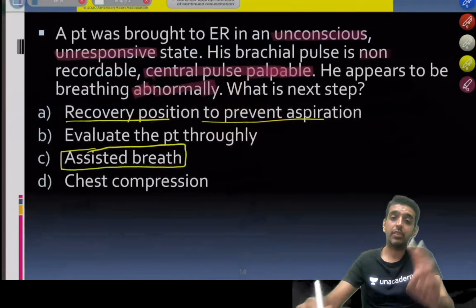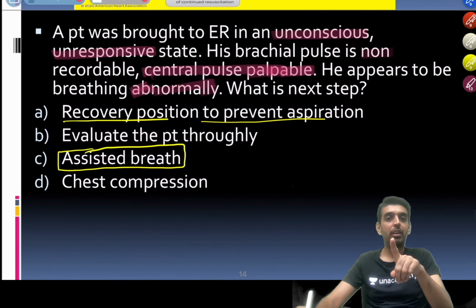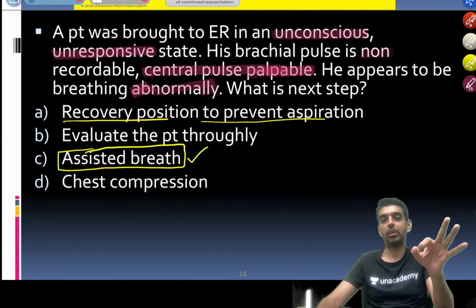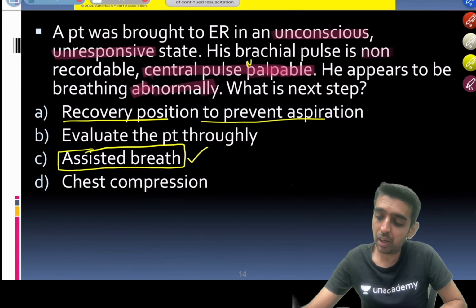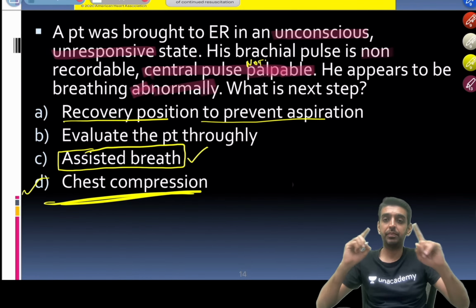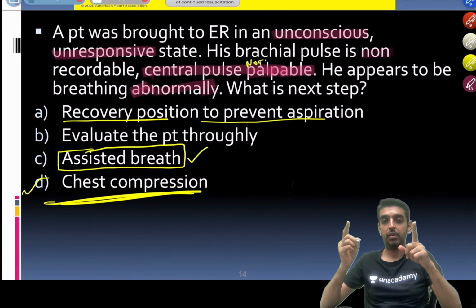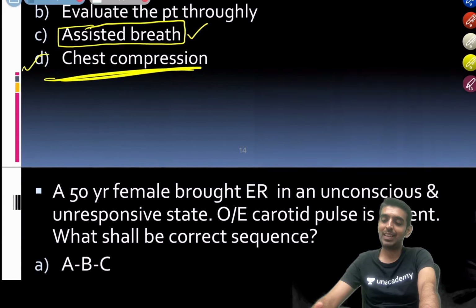So did you understand the 3 scenarios that you can encounter in your life? Here pulse is present but breath is absent, so you will give assisted breath to the patient, right? If I had said that the carotid pulse is not palpable, then you would have started with chest compressions. Did you understand the difference? Yes, Kartika, Baljinder? Let me know in the comment section, so that we are good to move on to the next question.